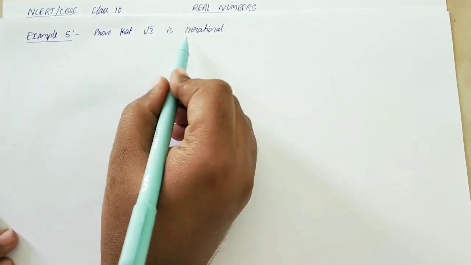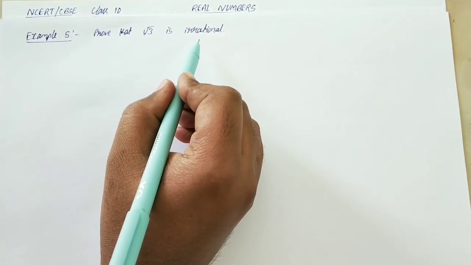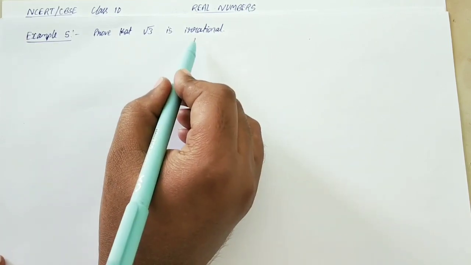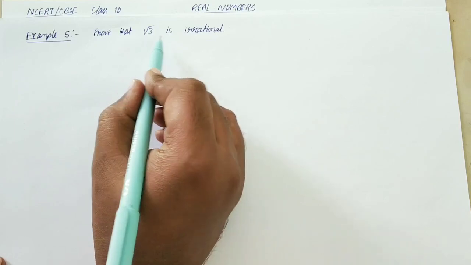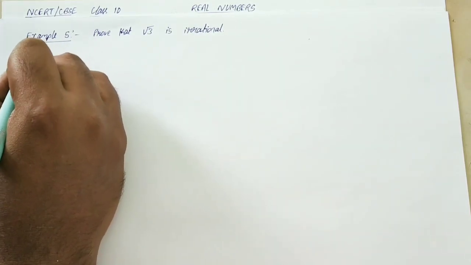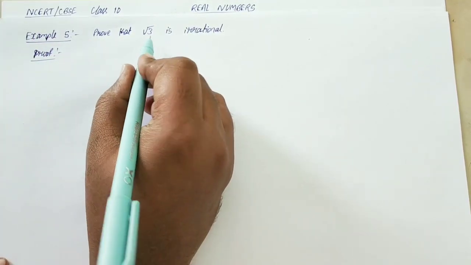So next question, example 5, prove that root 3 is irrational. If you know how to prove that root 2 is irrational, in the same way we can solve that root 3 is irrational. So first we will consider root 3 is rational, then we will prove root 3 is irrational. So proof. Let us assume root 3 is rational.